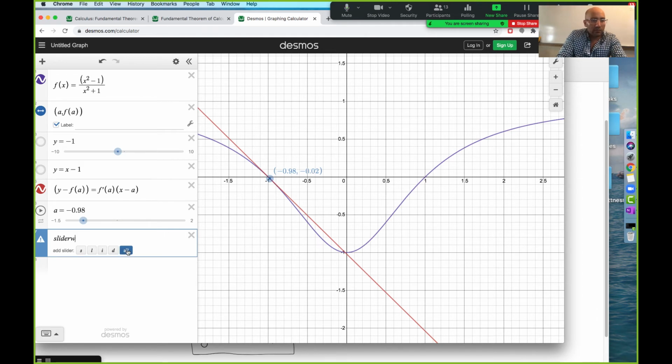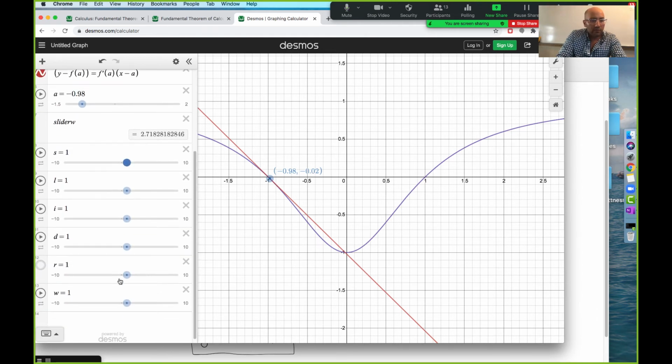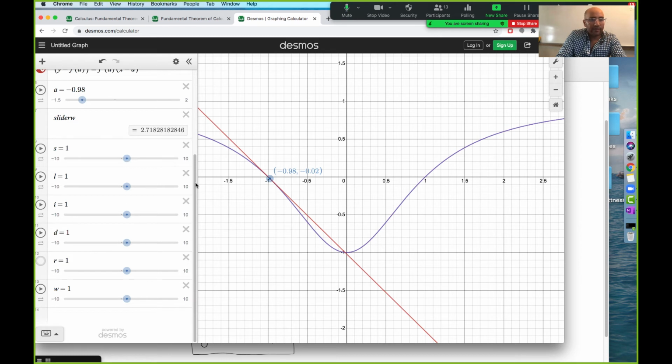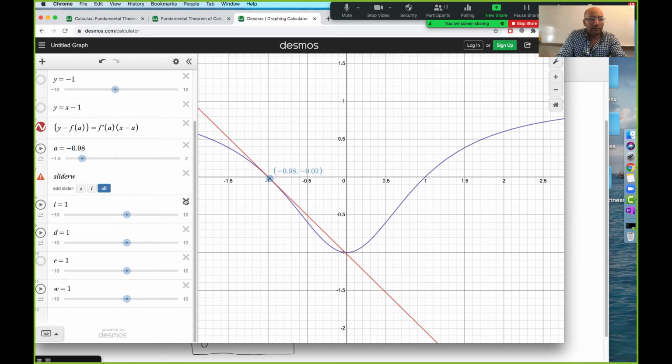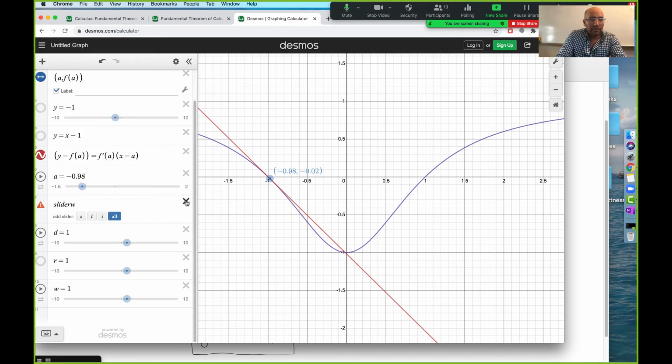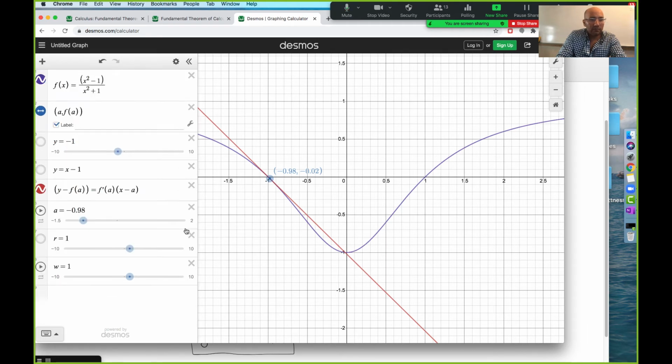Put all. Is that going to do? Is that going to give me all? Yeah, it just provides you all kinds of sliders. Letter S, letter L, letter I. I'm sure there's a slicker way of doing it. You know, that's why they invented Google. So you can Google that for Desmos. There must be some slicker way of labeling it so that it gives you the slider you want.